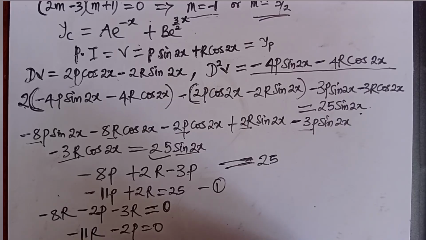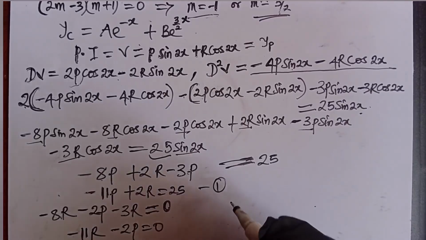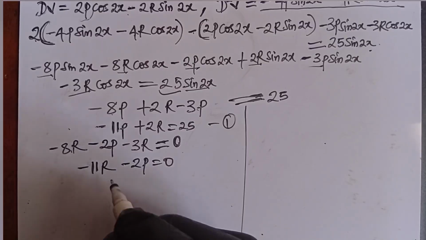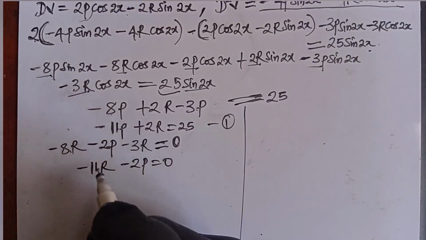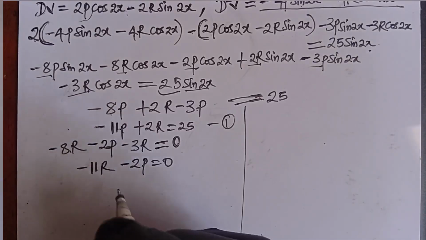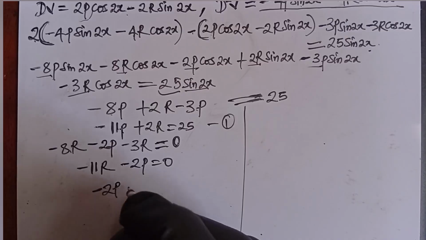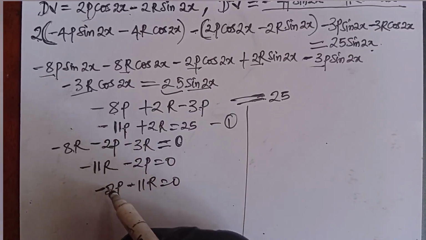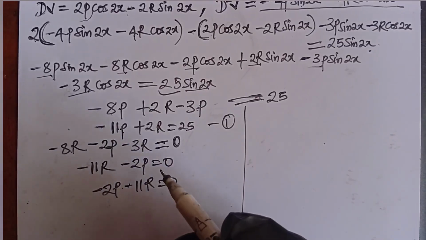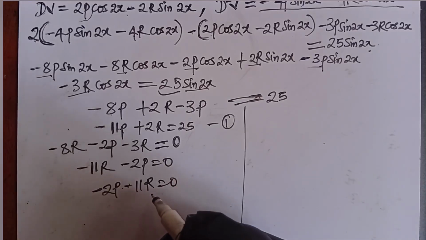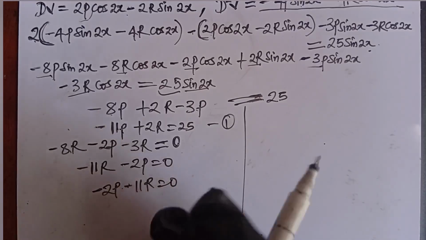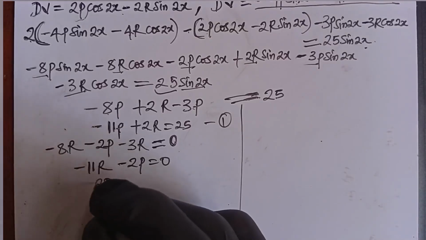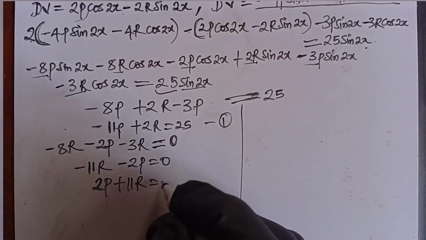Okay, we can easily solve these two equations. Let me rearrange this equation to be like this. Since p comes before r, let's say this is minus 2p minus 11r equals 0. And as a matter of fact, the two of them have minuses, so I can easily remove these minuses by dividing both sides by minus 1. If I do that, the minuses will disappear. Okay, so I'm going to get 2p plus 11r equal to 0. Let's call this equation 2.